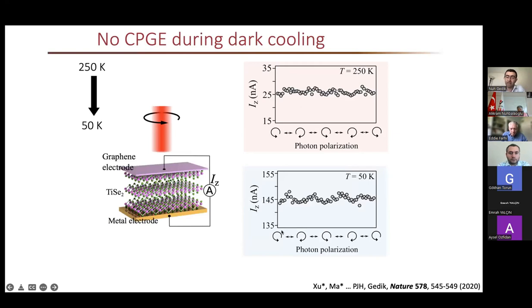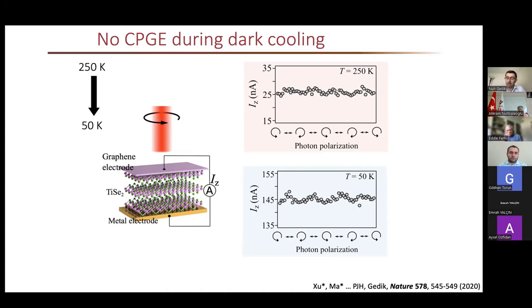I mean, you can see this is left circular polarized light and this is right circular polarized light. They're about the same, right? Now, there is some modulation here, but it actually has different periodicity, and we understand where that is coming from. That's not it, okay? So initially, we were disappointed. We thought, okay, this material is not chiral.